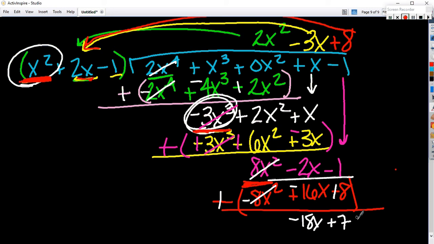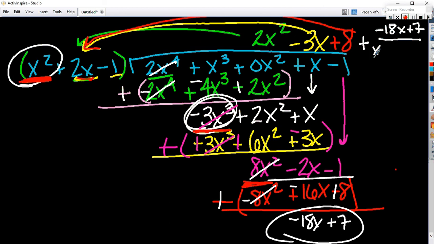And I can essentially add that to it. We're going to do the same thing. We're going to take our remainder. And how do I know that that's a remainder? There's nothing I can multiply x squared by to get negative 18x. It doesn't go in anymore. So I come over here and I say plus. I take that remainder and I put it over what I divided by.